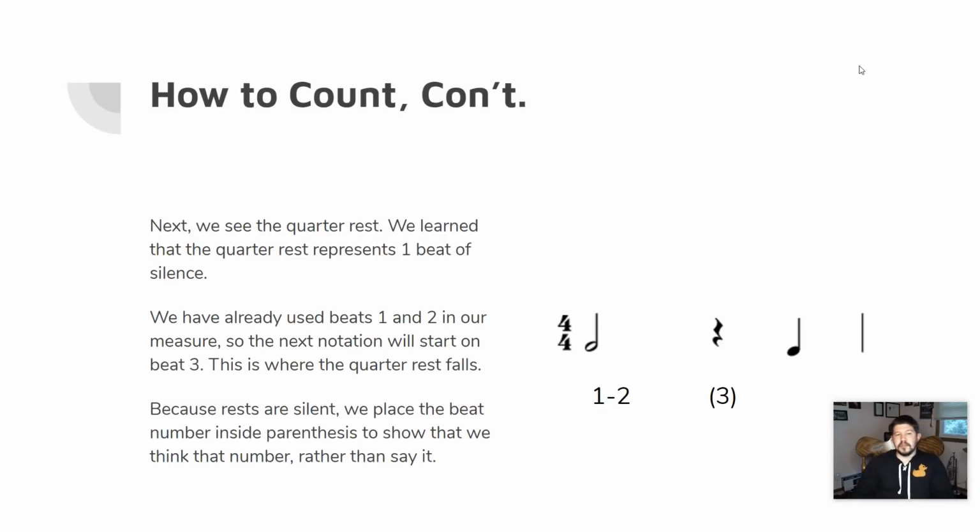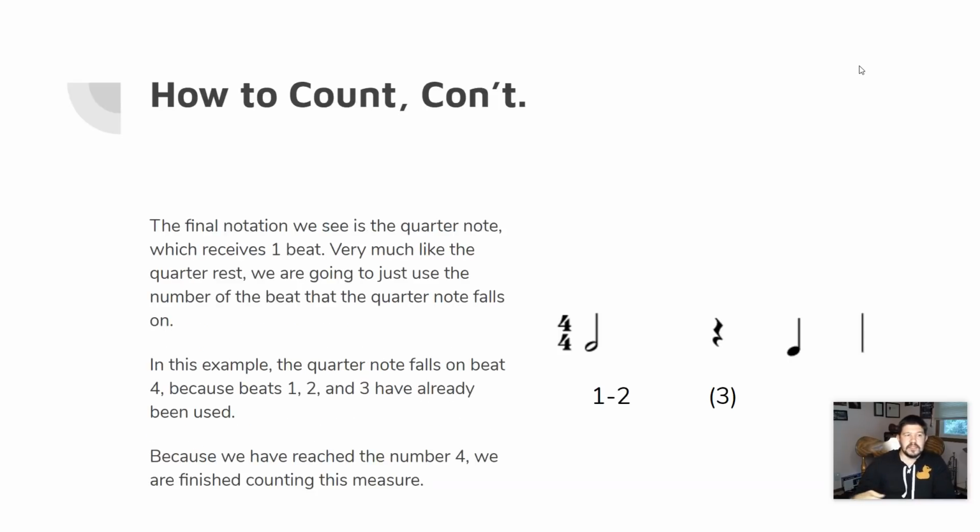So because we already used up beats 1 and 2, beat 3 is going to be right there inside parentheses to show that we are thinking it, not saying it. Finally, we get to the quarter note, which we still know gets one beat. The only number that is remaining is number 4, because we've already used up beats 1 and 2 for your half note. Those two are attached together by that hyphen. We've used up beat number 3 for the quarter rest inside of our parentheses. So the only remaining number is beat number 4, which is right there for our quarter note. And because we have reached number 4, we finished counting that measure.